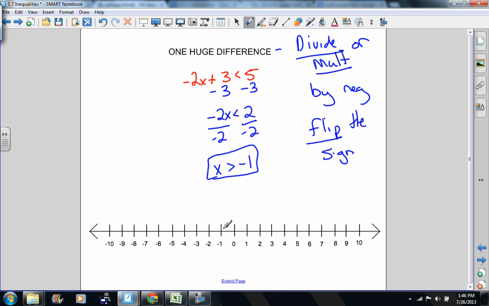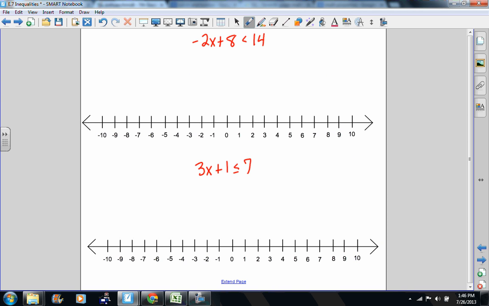So now we go here. It is an open circle, and because the x's are bigger, we're going to shade to the right. If we didn't flip the sign, we would have been going in the wrong direction. Okay? So that's the only difference with what we did and what we're doing now. So try these two on your own. One of them you do have to flip the sign.